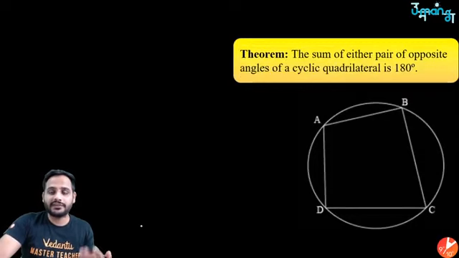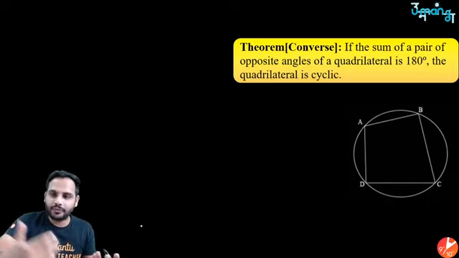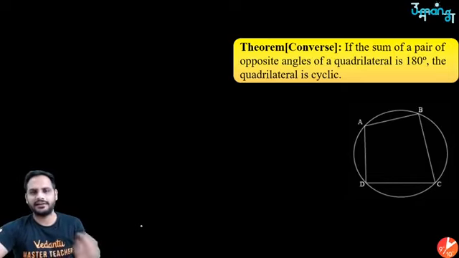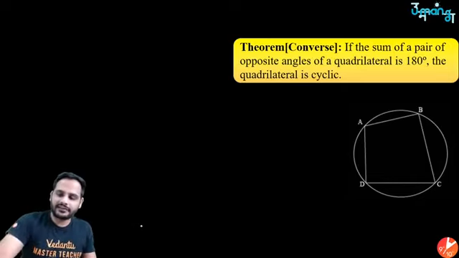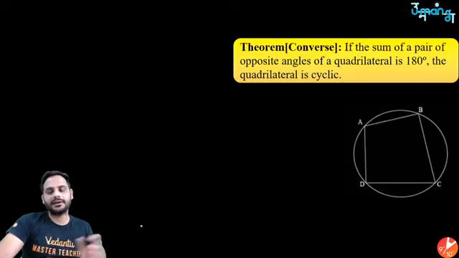Acha, the converse of this theorem also exists. That is, if we have a quadrilateral in which opposite angles are supplementary, then it will be a cyclic quadrilateral. Okay, its proof is not important, no need to do that, but remember it. If it is a cyclic quadrilateral, opposite angles will be supplementary. If opposite angles are supplementary, the quadrilateral will be a cyclic quadrilateral.